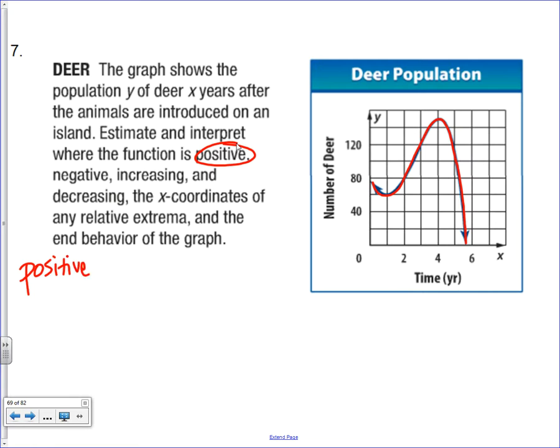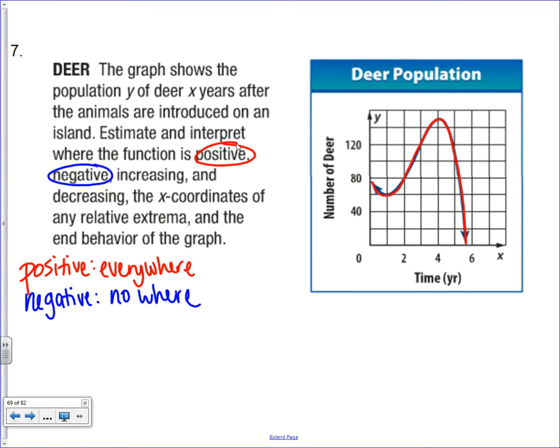Somebody tell me why. Okay, but tell me in the context of this problem, why? The deer population is positive everywhere. Could I have negative deers? No. So there's no way this thing could go under the x-axis. Does that make sense? Okay, what are we using for negative? Where is this thing negative? Nowhere. Because I can't have a negative number of deer.